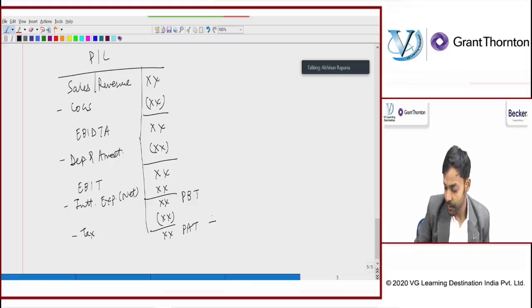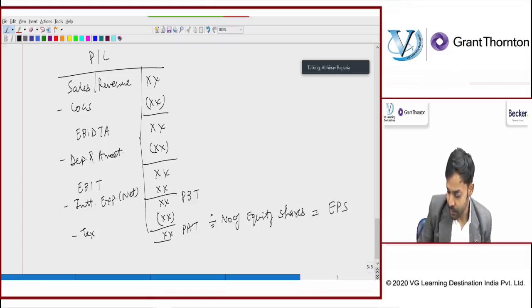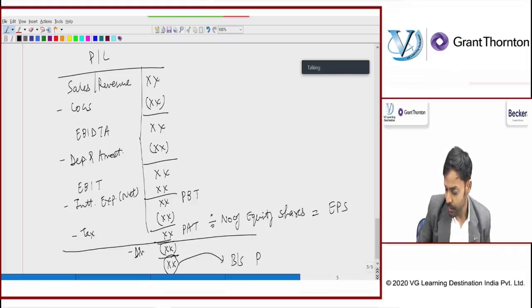And if you divide this PAT by the number of equity shares, you get your EPS, and that completes the income statement. From this, if you reduce the dividend, this would be the amount which goes to the balance sheet in reserves and surplus, which is retained in the business, and this will go to the balance sheet.